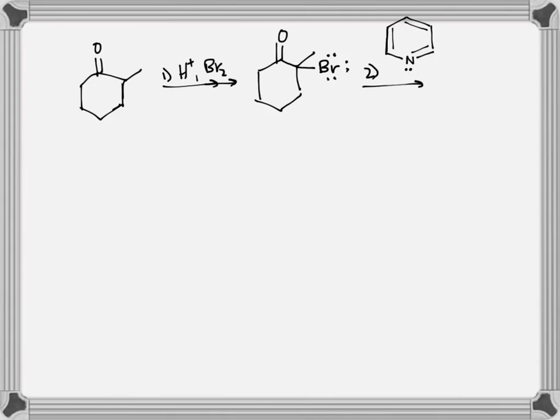Okay. So pyridine, as Angie suggested, was what kind of a compound? A base. How do we know it's a base?